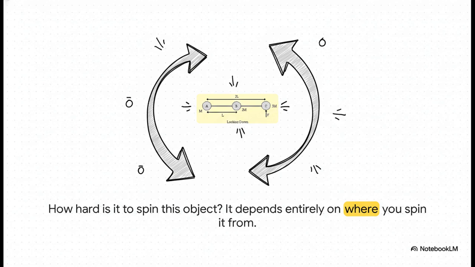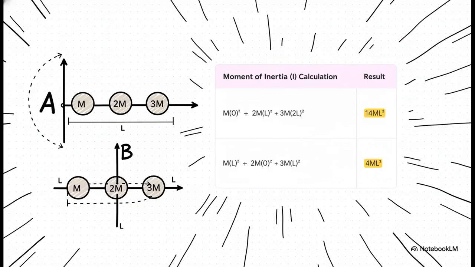Well, the answer is, it depends. It depends on whether we try to spin it around point A or around point B. And wow, the numbers really don't lie. When you do the calculation, which is just summing up each mass times the square of its distance from the pivot, look what happens. If we spin it around axis A, we get a moment of inertia of 14 ml squared. But if we pivot it around the middle mass, B, it's only 4 ml squared.